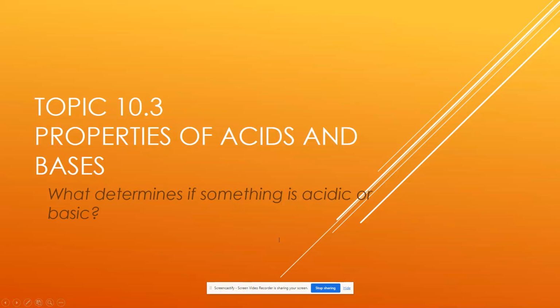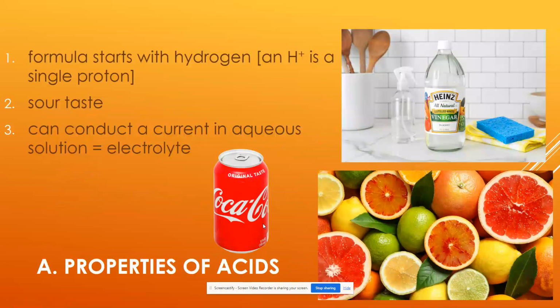Welcome to topic 10.3. In this topic, we are going to look at the general characteristics of acids and bases and the theories behind them. One common feature we're going to find in all acid theories is the presence of the hydrogen ion, specifically the hydrogen cation.